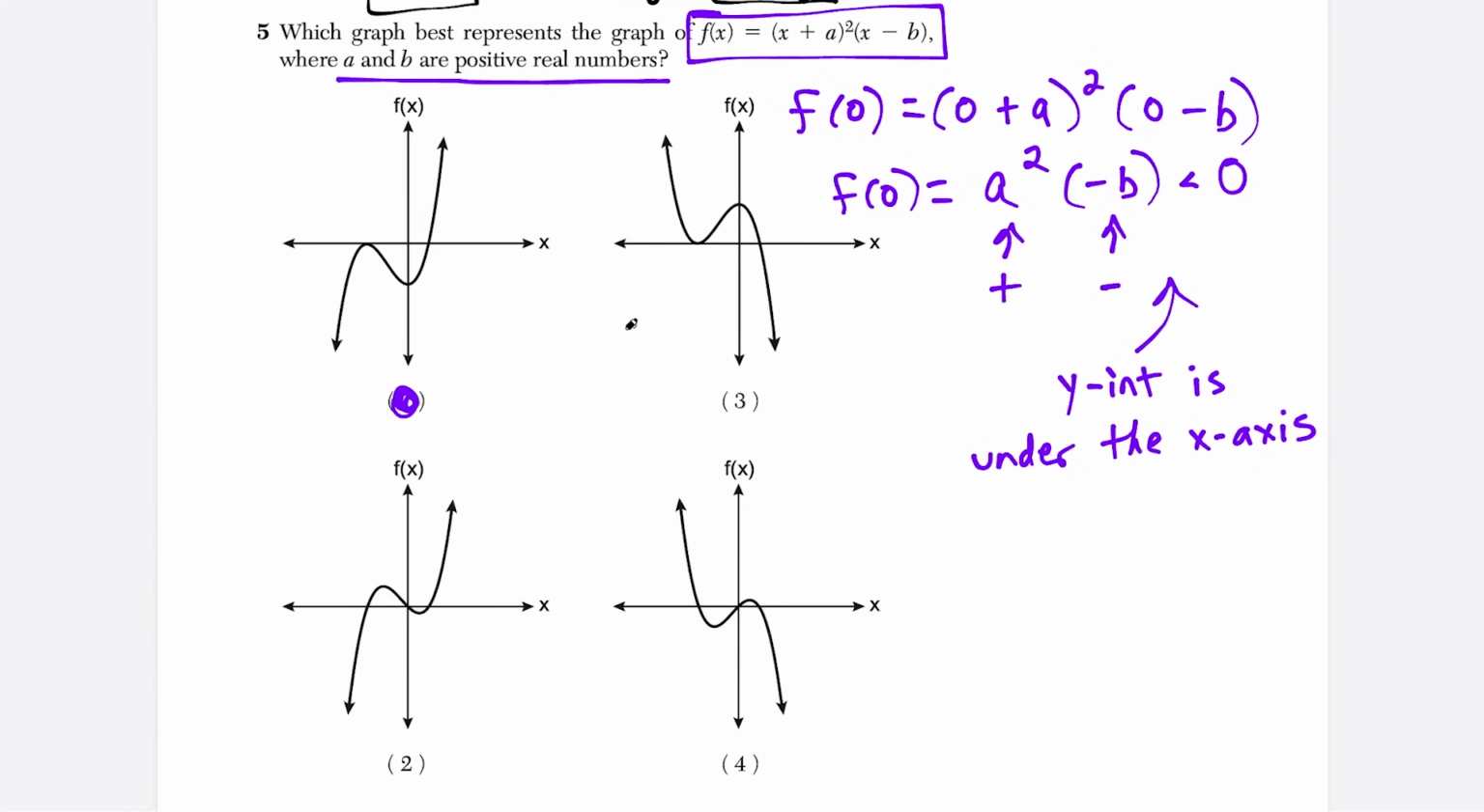So this is already looking good. Choice 3 is no good because the y-intercept is above the x-axis. And then choices 2 and 4 are out because it looks like when x equals 0, y is equal to 0. But here we have a and b are positive real numbers. So the y-intercept would have to work out to something negative. So just by plugging in 0, we could get this to choice 1.